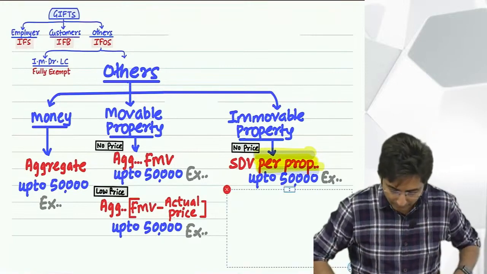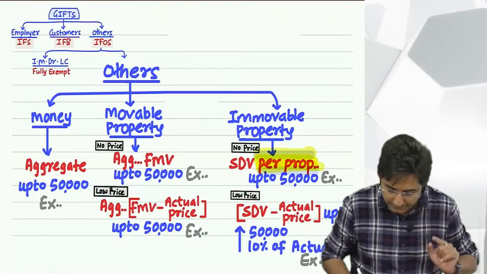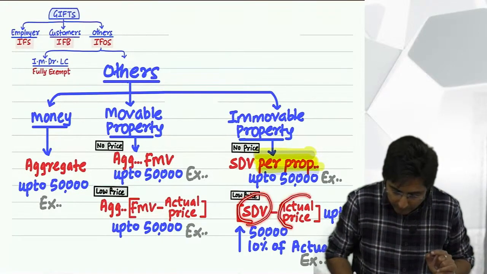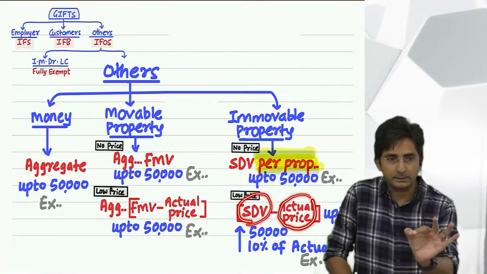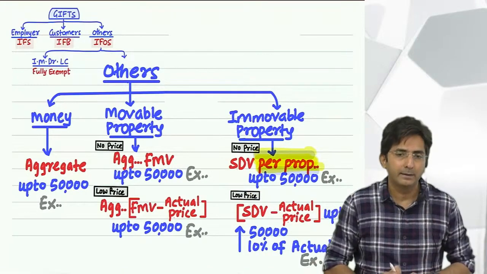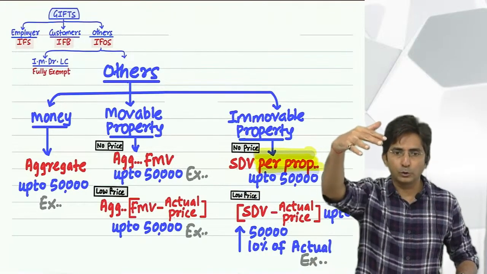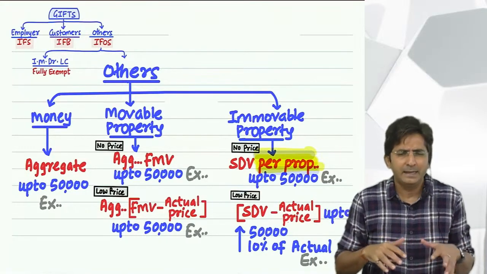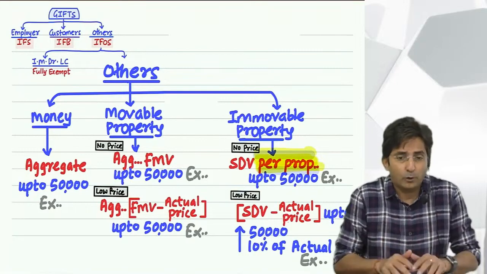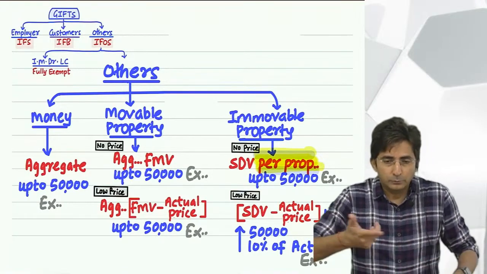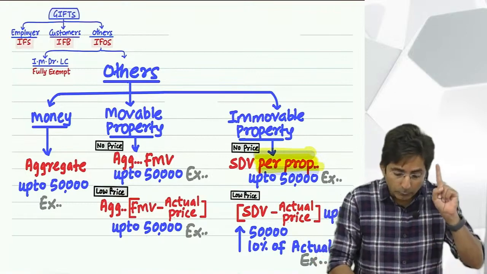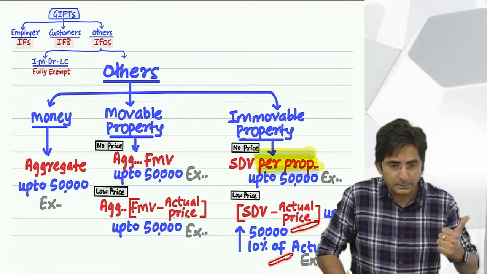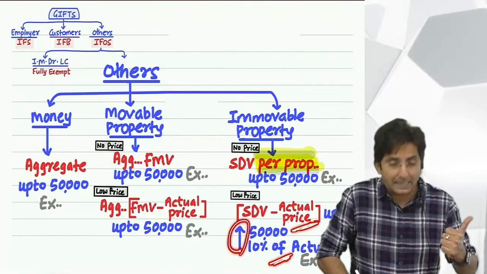See, for the timing, you will have to keep some patience. First, I will see the difference between STV and actual price. First, you have to see how much benefit you are getting. So, in my example, 50 crores was the stamp duty value, and I did bargaining and had a deal of 49 crores. So, 49 crores is the actual price, and the difference is 1 crore. Now, this 1 crore you have to compare with 50,000 and also 10%, and then you have to see whichever is higher.